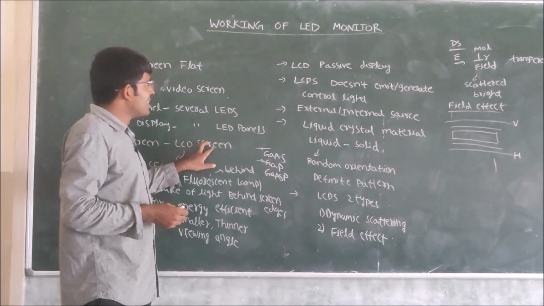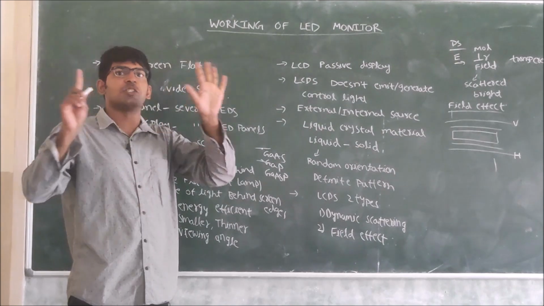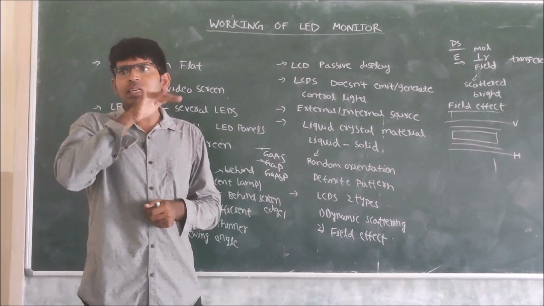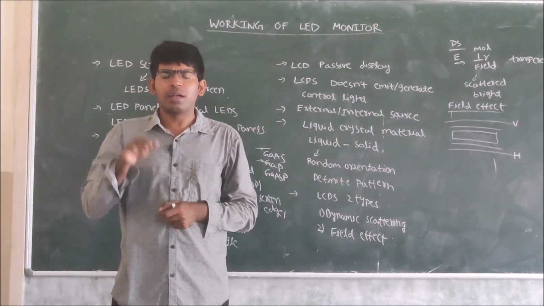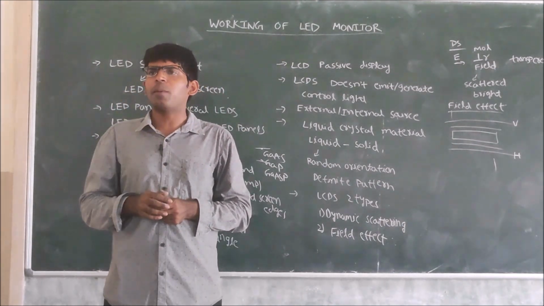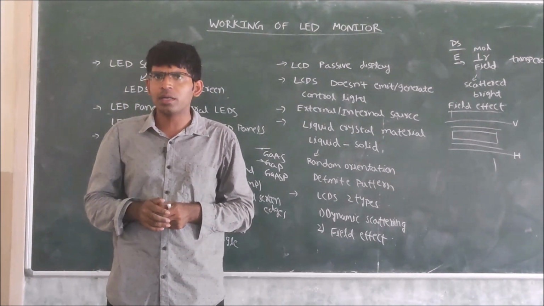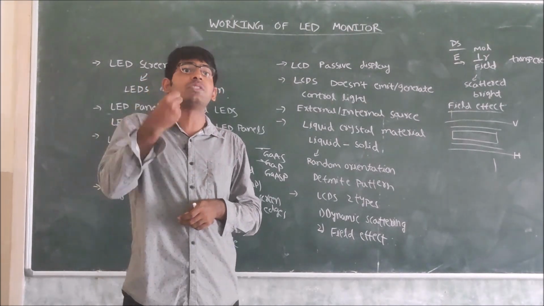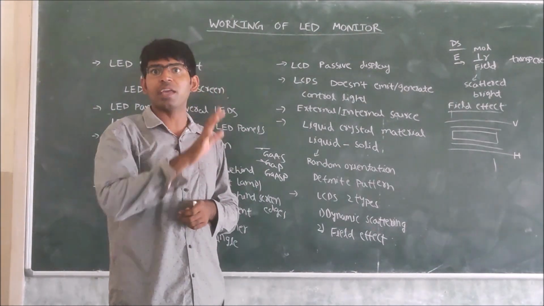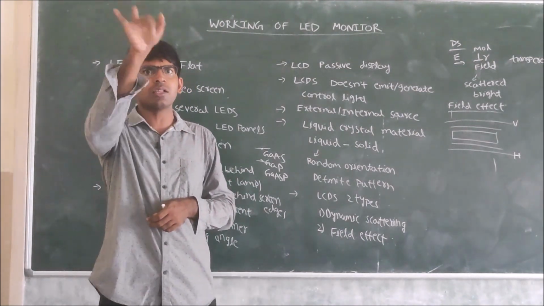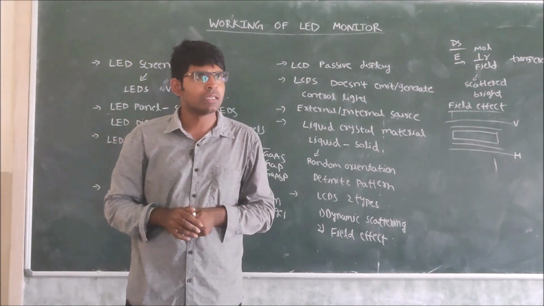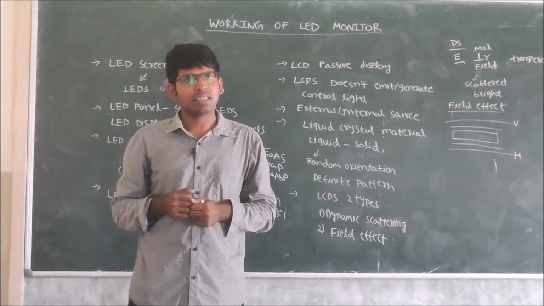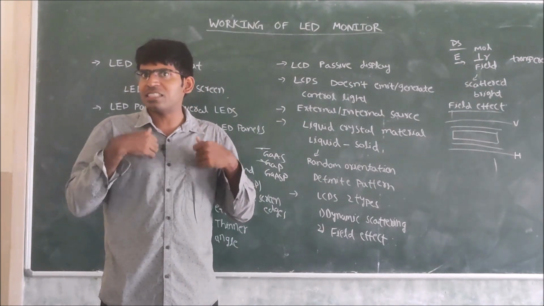Because whatever LCD screen we are taking, it is a passive display. What is a passive display? We have discussed passive components. Resistor is a passive component, capacitor is a passive component, inductor is a passive component, because these elements do not generate energy by themselves. They cannot amplify. If they can amplify, then it is an active device like a transistor. Passive elements will attenuate the energy like a resistor. The capacitor and inductor will not generate extra energy.